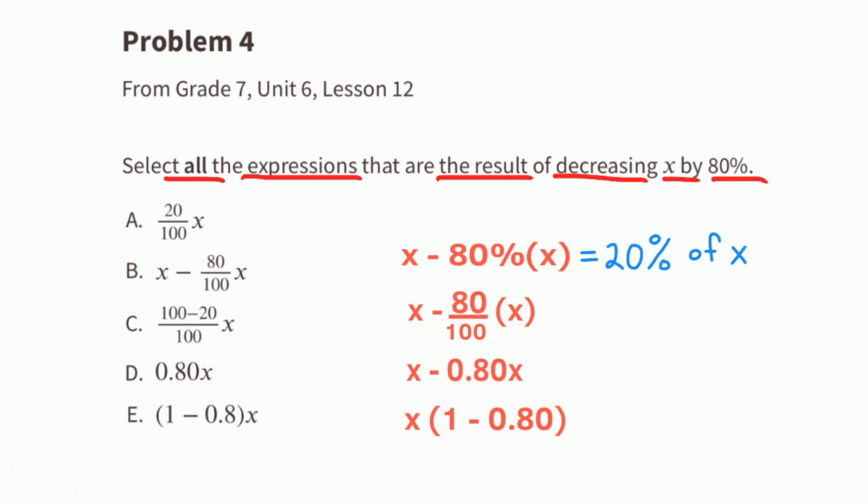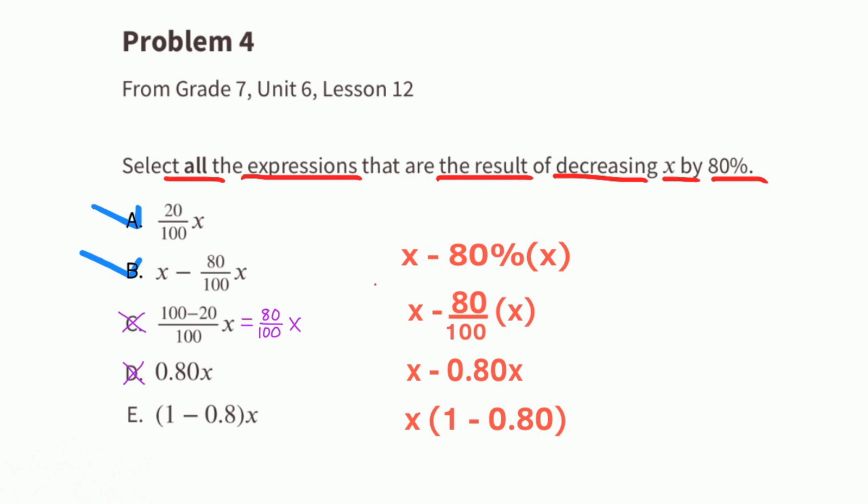So that matches with A, 20 over 100 times x, because 20% of x can be written as 20 over 100 x. Expression B is also a match because we have x minus 80 over 100 times x. Expression C is not a match because that represents x as being equal to 80% of x, when we already know that expression A is correct, 20% of x. Expression D is also not correct because 80% of x is not the same as 20% of x, and 80 hundredths of x is not the same as 20 hundredths of x.